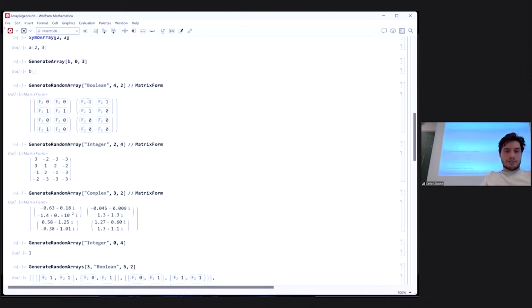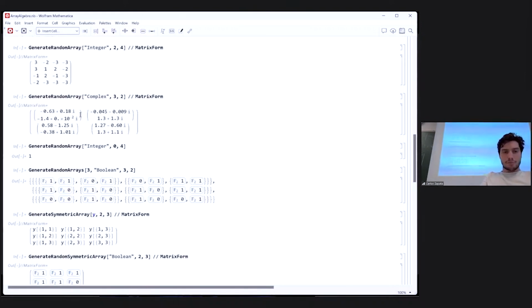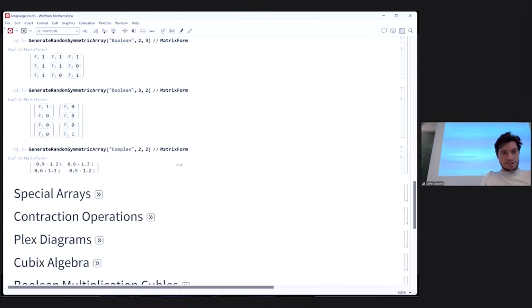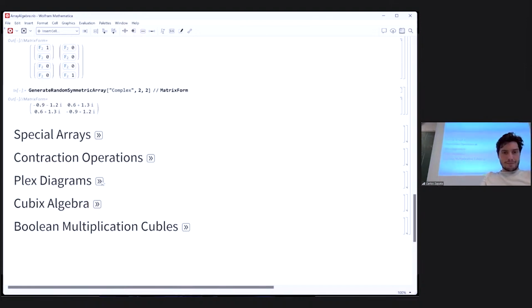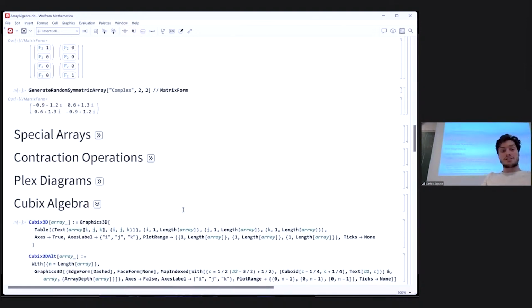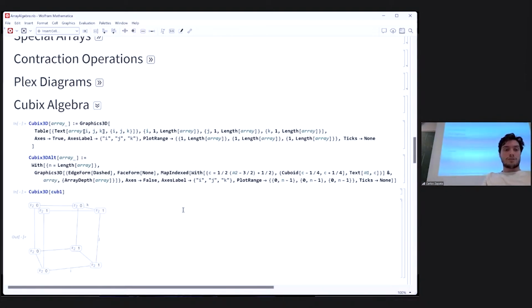But we can also generate 2x2x2 arrays over Boolean values, for example, some complex values. We can have this. By the way, I like to call these things n by n by n arrays. I like to call them cubices, like a matrix, like cubics.